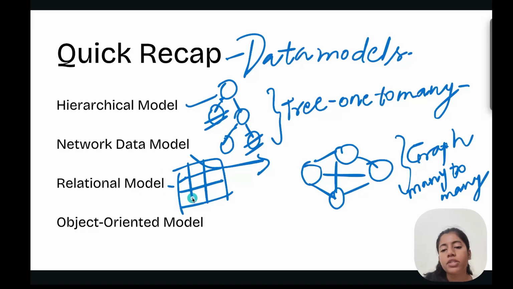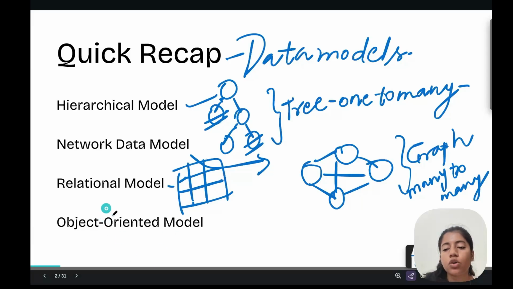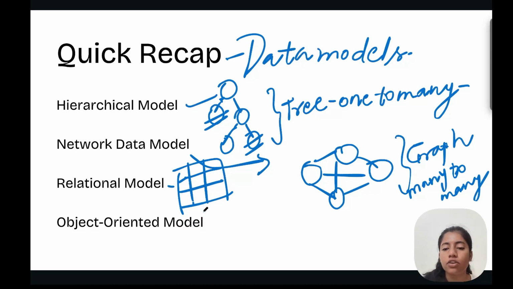But in particular cases, it may so happen that an entry in that table may have some column which is not relevant. Like a few students may not have a middle name. So for that, we are wasting the space to store the middle name. So what we came up with was the object-oriented model. In this model, we were storing relevant information in the form of objects. So this is what we discussed till now.